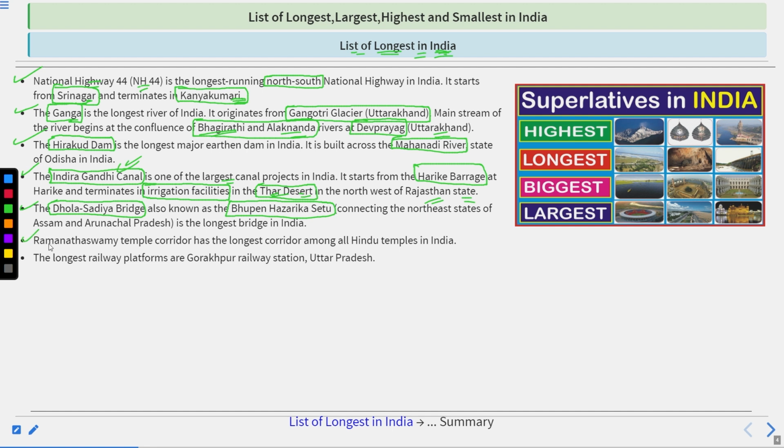Then we have Ramanathaswamy Temple Corridor, which is the longest corridor among all Hindu temples in India. Alright. The longest railway platform is at Gorakhpur Railway Station, Uttar Pradesh, which is nearly 1 kilometer in length. Okay. That's why it is known as the longest railway platform.